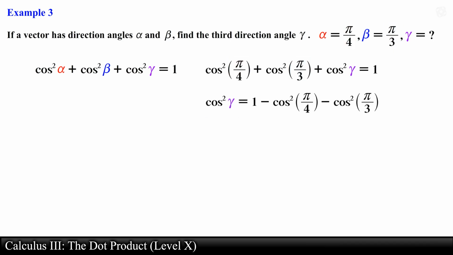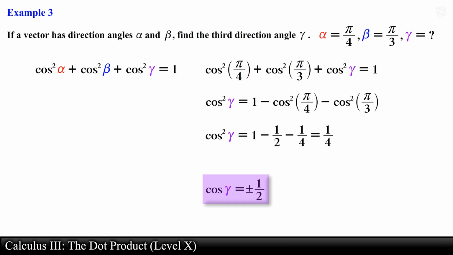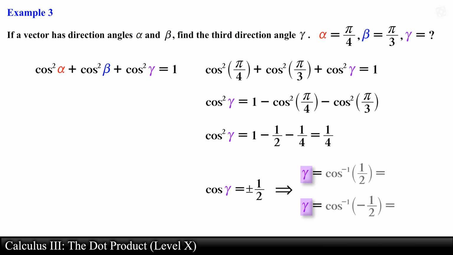Next, let's go ahead and solve for cosine of gamma squared. Now, let's evaluate the expression on the right side and simplify. We can now go ahead and take the square root of both sides. This will yield two distinct solutions, so we break apart this expression into two separate equations and solve for gamma separately. Taking inverse cosine and evaluating, we obtain the following angles for gamma.